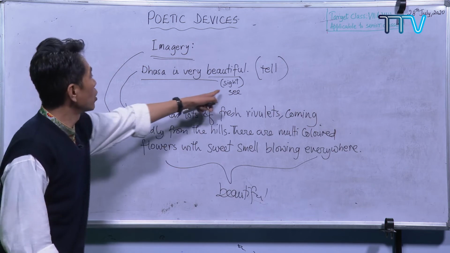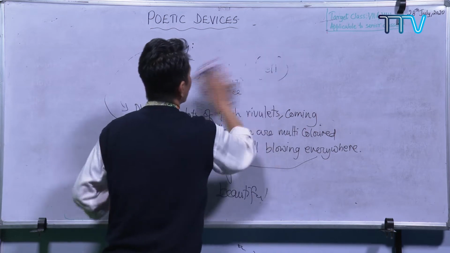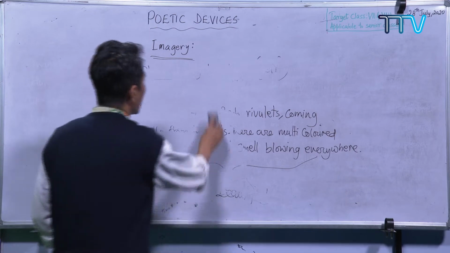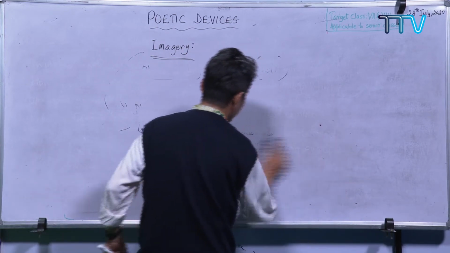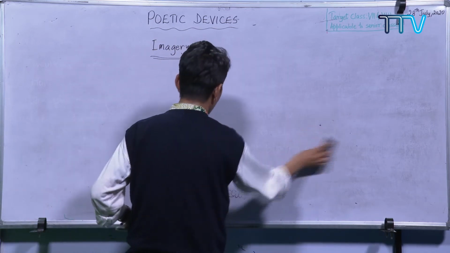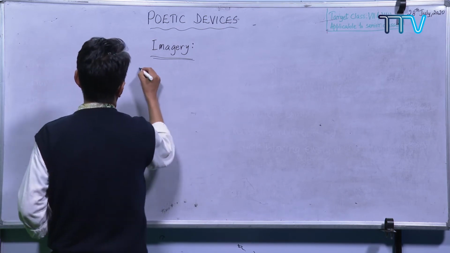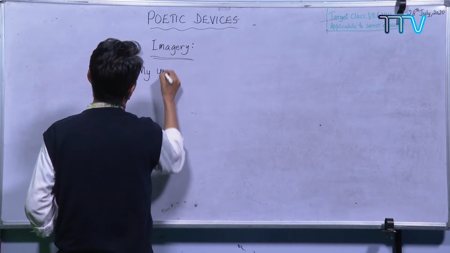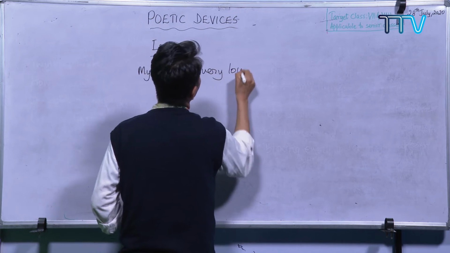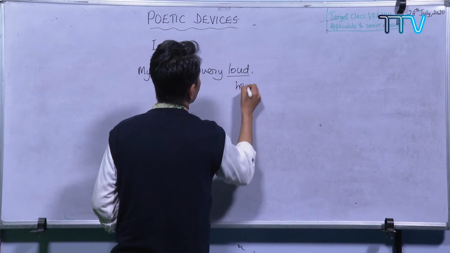So I'm talking about the sight. Likewise, we have got so many other senses. Now, let us talk about auditory. Auditory means hearing, related to the ears. We have got so many sense organs, and here I was talking about seeing. Now let me give an example. For example, my uncle is very loud. Loud is related to hearing.